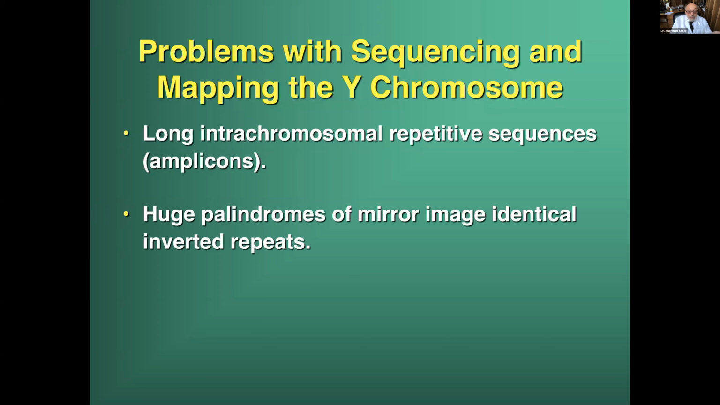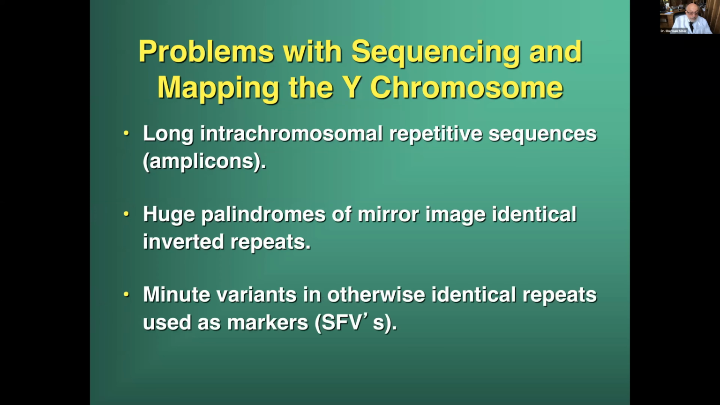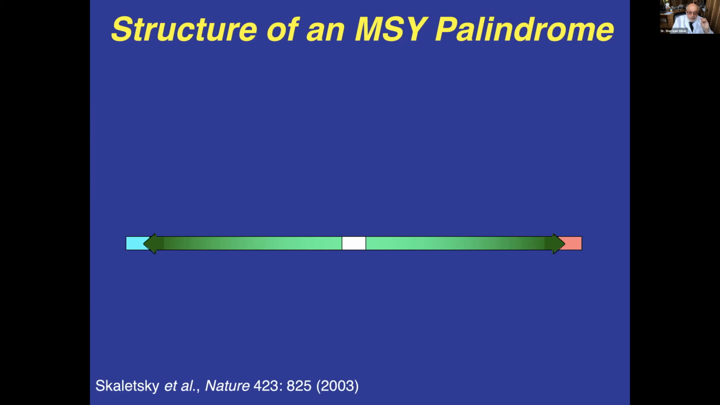So with these huge palindromes of mirror-image identical inverted repeats, we had to look for minute variants in otherwise identical repeats, used as sequence family variants, and we had to do it in just one man's Y chromosome. So what we found was not only are there these multiple amplified repeats, but there are also palindromes.